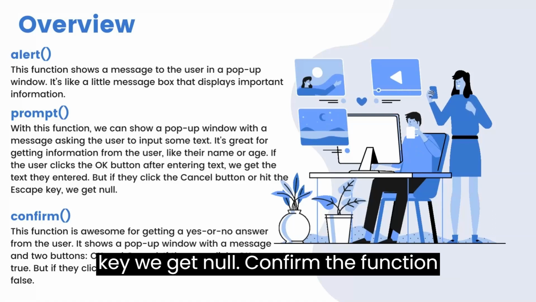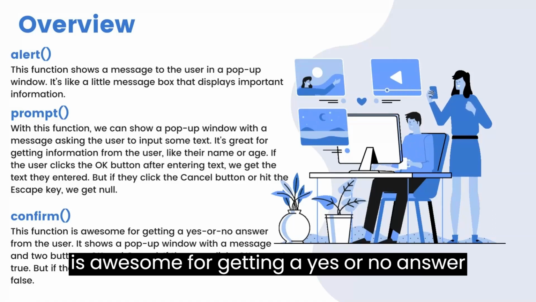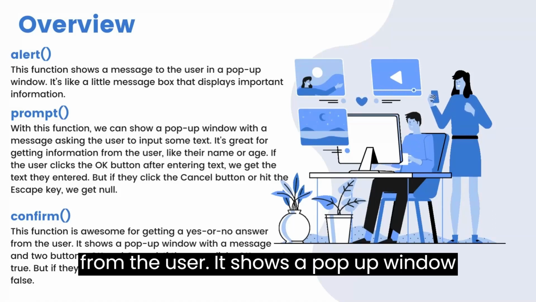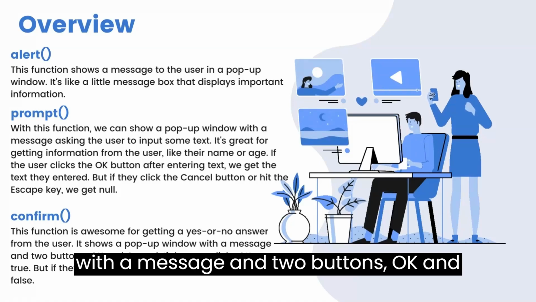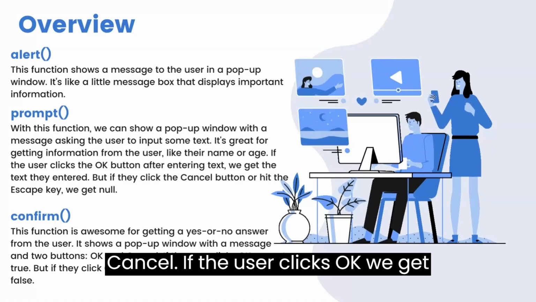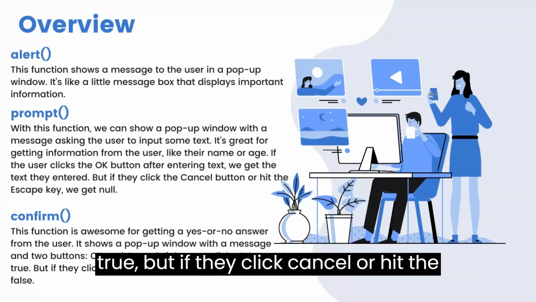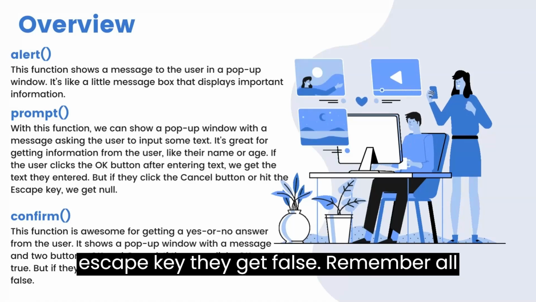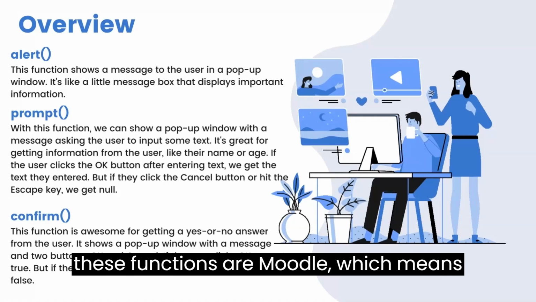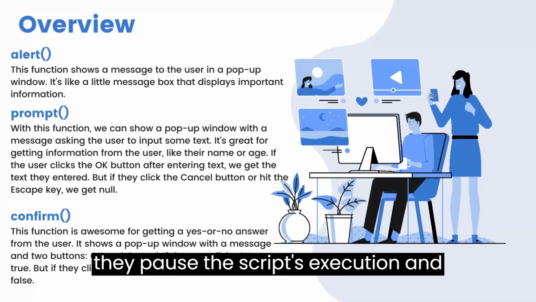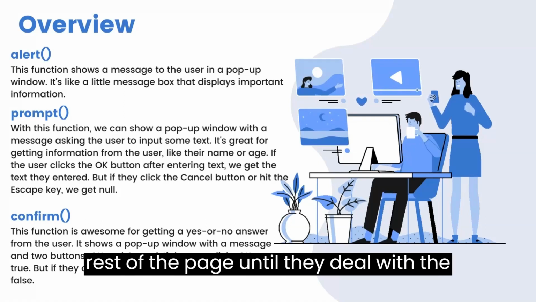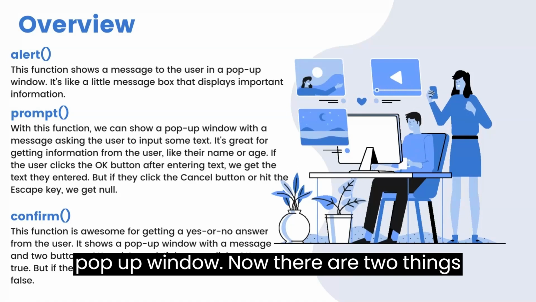Confirm. This function is awesome for getting a yes or no answer from the user. It shows a pop-up window with a message and two buttons, OK and cancel. If the user clicks OK, we get true. But if they click cancel or hit the escape key, we get false. Remember, all these functions are modal, which means they pause the script execution and don't allow the user to interact with the rest of the page until they deal with the pop-up window.